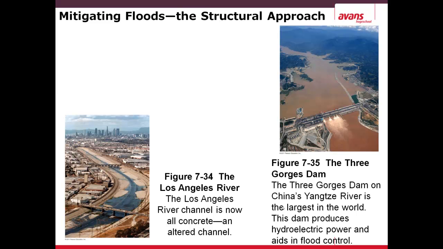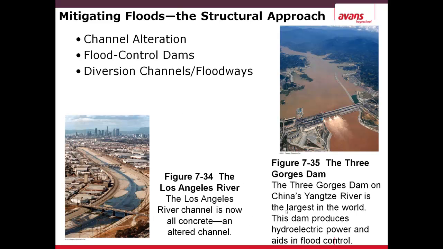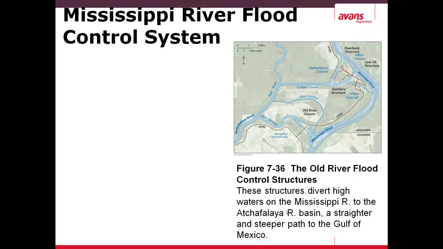How to mitigate this? You can alter the channel of the river, such as in the case of Los Angeles and the Los Angeles River. You can install flood control dams, such as the Three Gorges Dam on the Yangtze River, the world's largest dam, which also produces a very large amount of hydroelectric power. You can also divert the channel, or include floodways and detention ponds to hold the river.